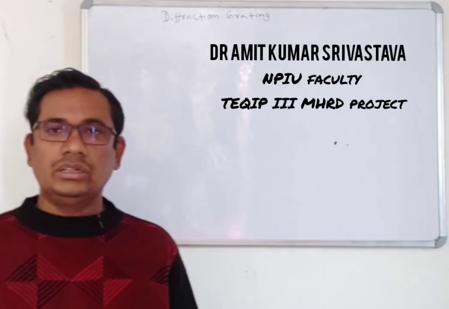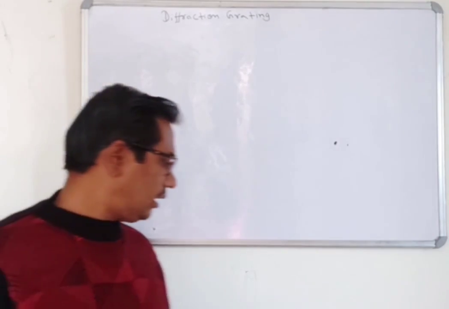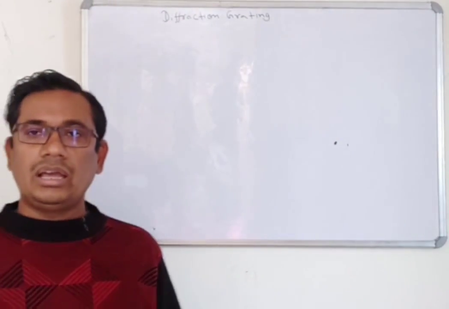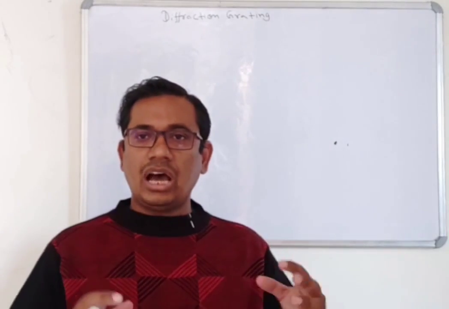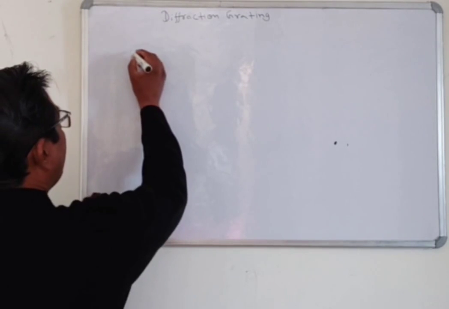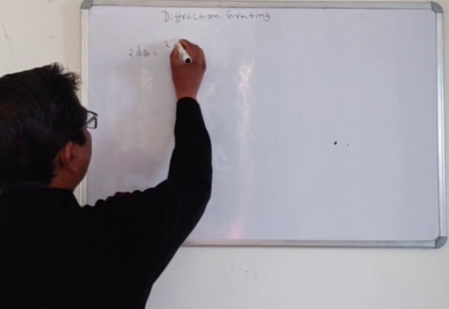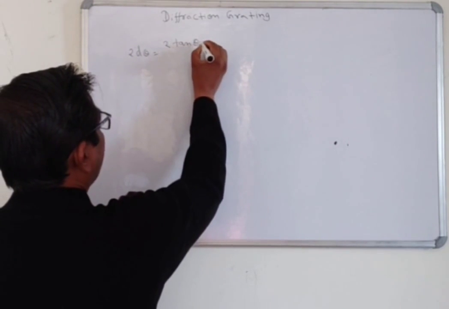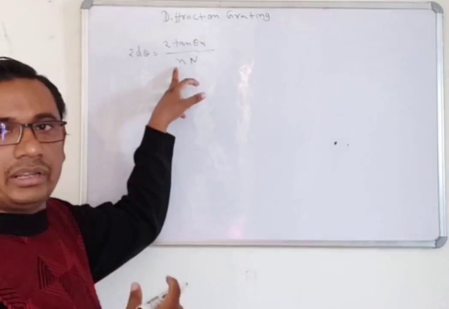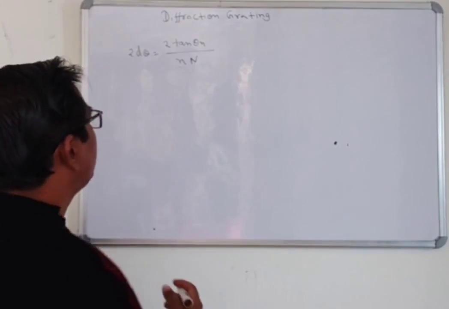Hello students, today my lecture topic is diffraction grating. In a previous lecture, we have derived the angular width of n slit. All of you know that the angular width of the n slit is 2 dθ = 2 tan θn divided by N, where n is the order and N is the number of slits.